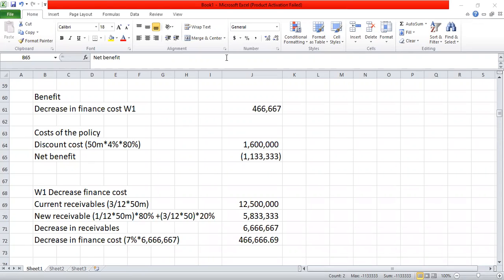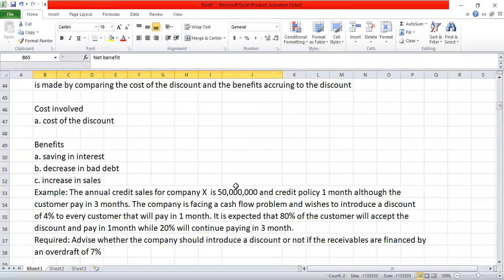Now, our customers are from the 50 million. That's what you're getting from the customers. It is 50 million. Of this 50 million, 80% of them are going to accept a discount and pay. So what is going to be the cost of the discount at that end? So we don't need to proportionate.